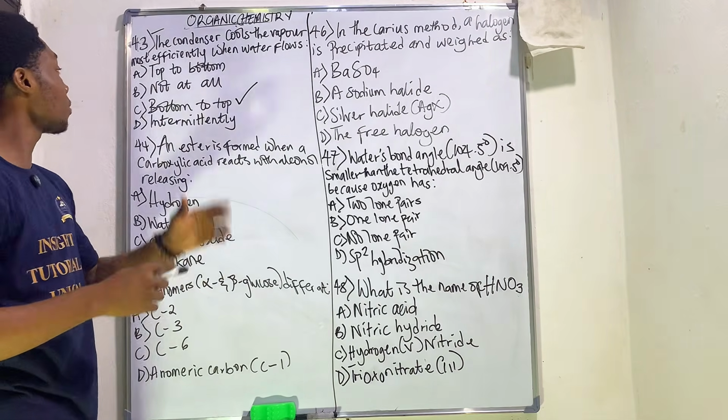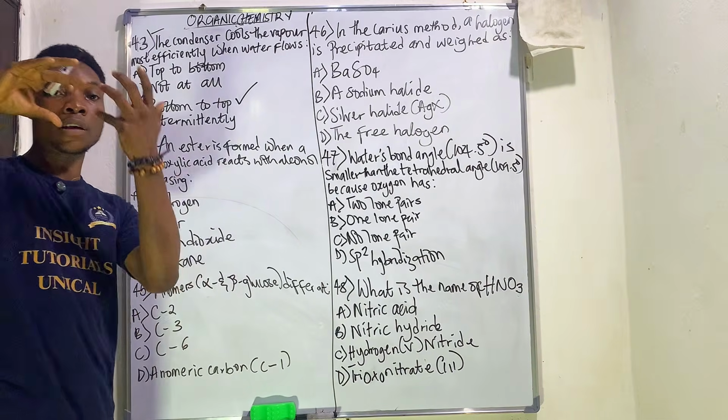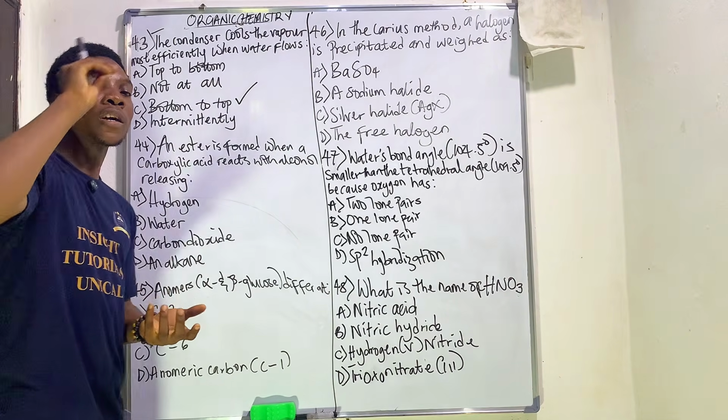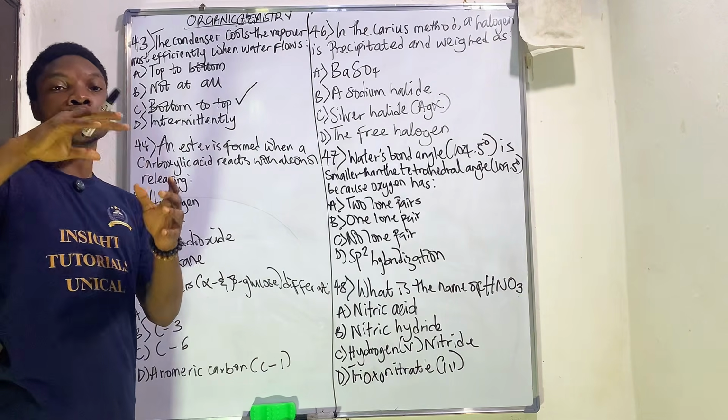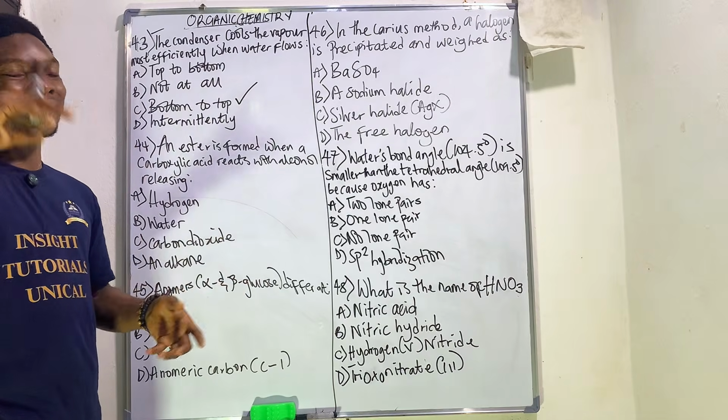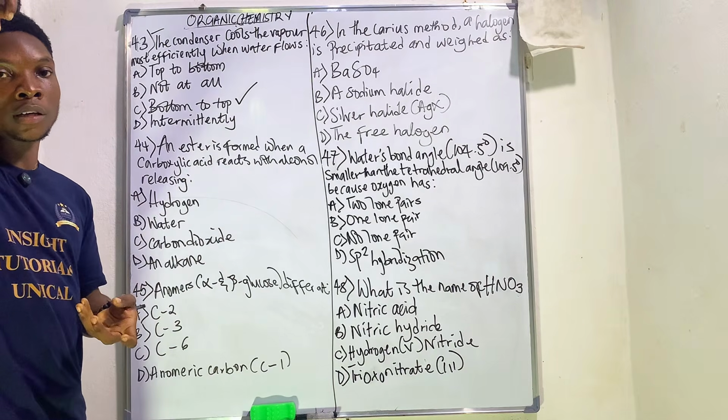Bottom to top. Reason being that the water has to flow countercurrent to the flow of the vapor, so that the temperature gradient will be high, and then we can now cool the vapor that is coming down.